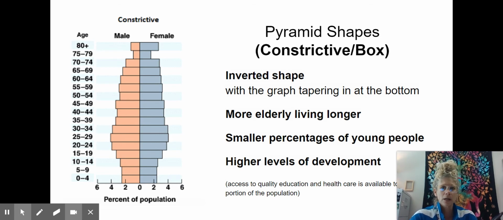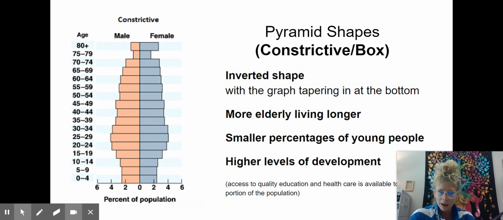Okay, so the next one is going to be the box shape. This is also called constrictive pyramid. This is where you have almost an inverted shape, and you see that the graph is tapering a little bit more at the bottom. So what happened to that wide base? Okay, so this tells me right away, oh, people in this country are not having lots of babies. Okay, not as many children being born.